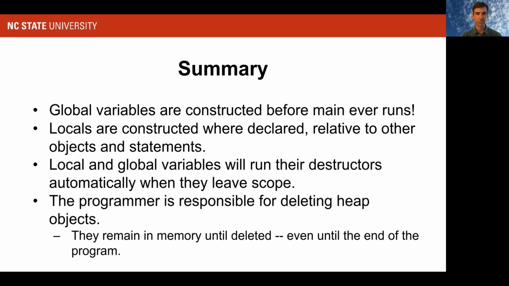but you should always strive not to have a memory leak. Okay, so in summary, global variables are constructed before main ever runs. That's pretty cool. We can make things happen before main now. Locals are constructed where declared relative to other objects and statements. Local and global variables will run their destructors automatically when they leave scope. The programmer is responsible for deleting heap objects. Don't forget delete, or they remain in memory until deleted.